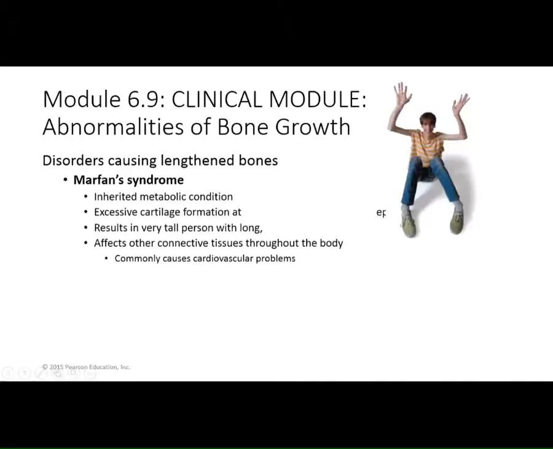Now, Marfan syndrome, this is another issue that causes lengthened bones. So Marfan's is another inherited disorder, and here there's an excessive cartilage formation that results in a very tall person, and they also have some other connective tissue disorders. These folks typically have issues with cardiovascular because the cartilage, bone, the structures are more elastic, and typically the heart is also negatively affected by this.